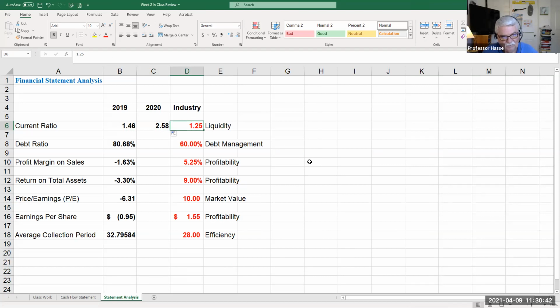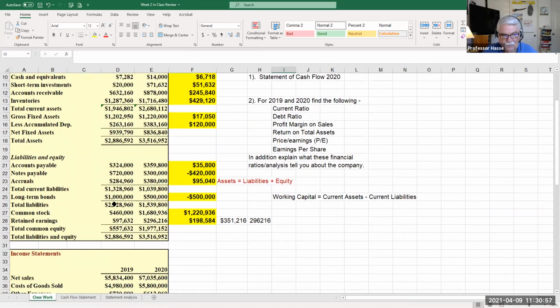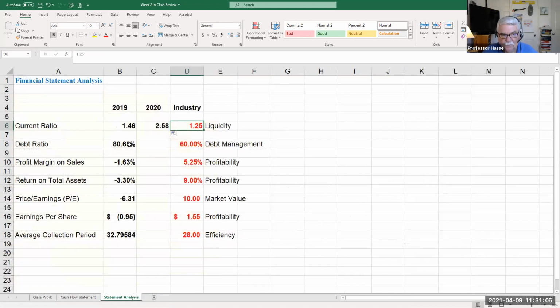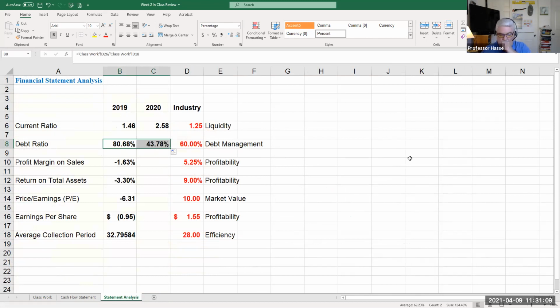That's rather high, and that goes back to our discussions in week 2 about their high accounts receivable and inventory position. Another key ratio for companies is what percent of the company is financed by the borrowing of money, be it short-term or long-term debt. That's on the balance sheet, which is the relationship of total liabilities, $1,539,000, as a percentage of their total assets. If we do that for 2020, it's about 44%.